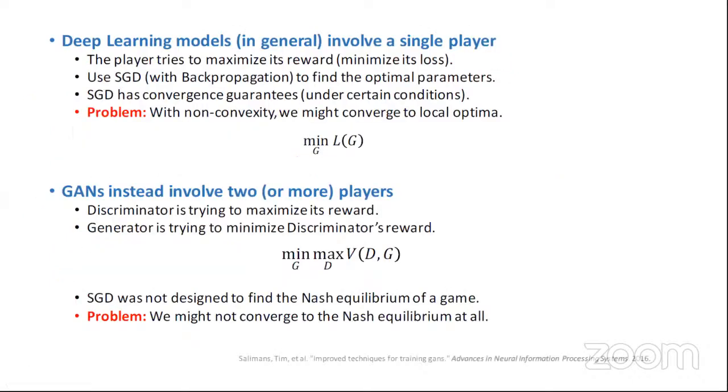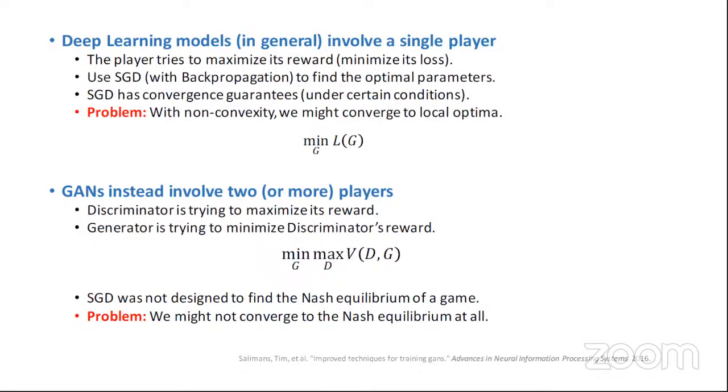Deep learning models usually involve a single entity or a single player, like one convolutional net. The player tries to maximize its reward or minimize its loss, and uses SGD with back propagation to find the optimal parameters. SGD is the stochastic gradient descent. SGD under certain conditions can guaranteedly converge, but since the objective function of convolutional neural networks is highly non-convex, you can end up with a local minimum.